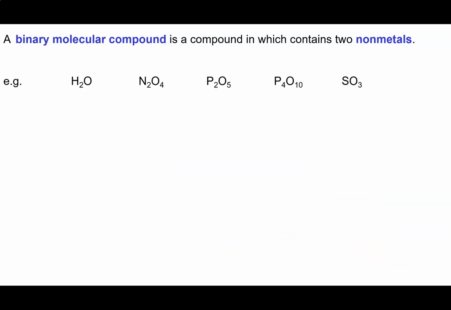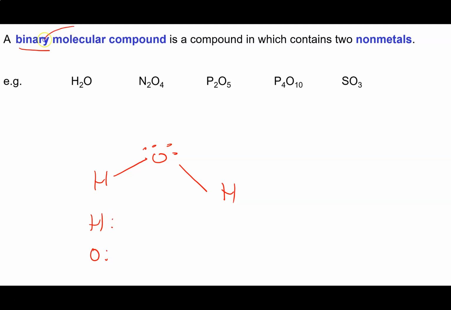So we need to define what we mean by a binary molecular compound. A binary molecular compound is just a compound which contains two different types of nonmetals, and these compounds are held together via covalent bonding, that is through the sharing of electrons. So water is a covalent or molecular compound, but it's also a binary molecular compound because there are only two types of atoms present, oxygen atoms and hydrogen atoms.